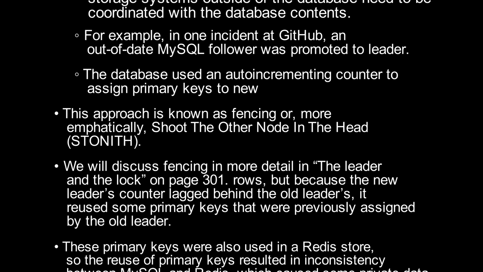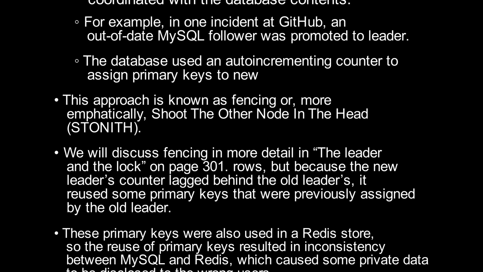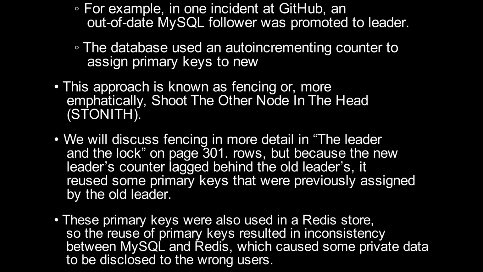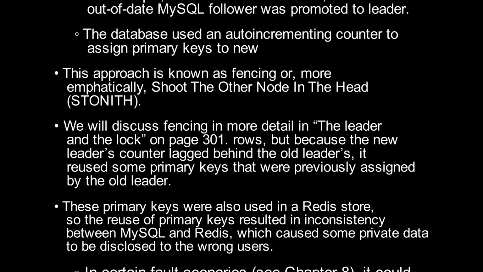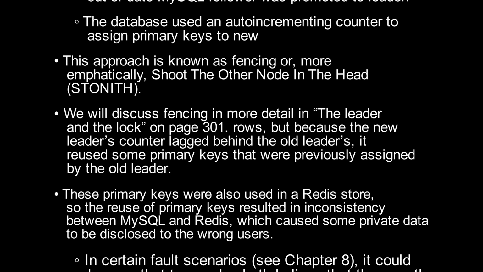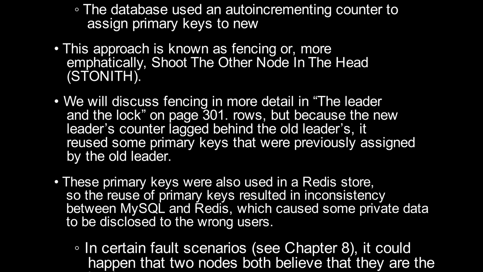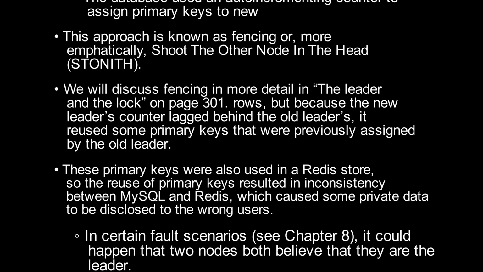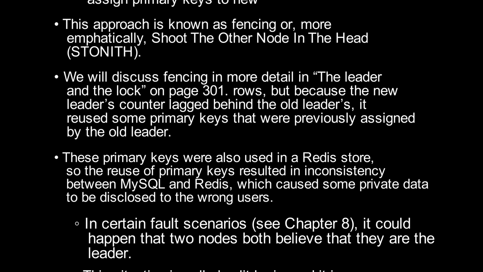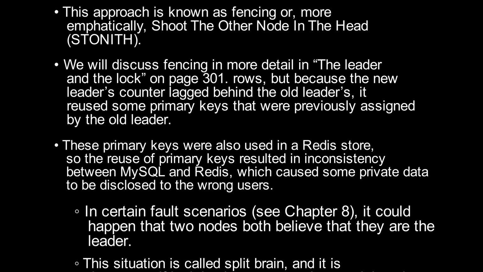But because the new leader's counter lagged behind the old leader's, it reused some primary keys that were previously assigned by the old leader. These primary keys were also used in a Redis store, so the reuse of primary keys resulted in inconsistency between MySQL and Redis, which caused some private data to be disclosed to the wrong users.